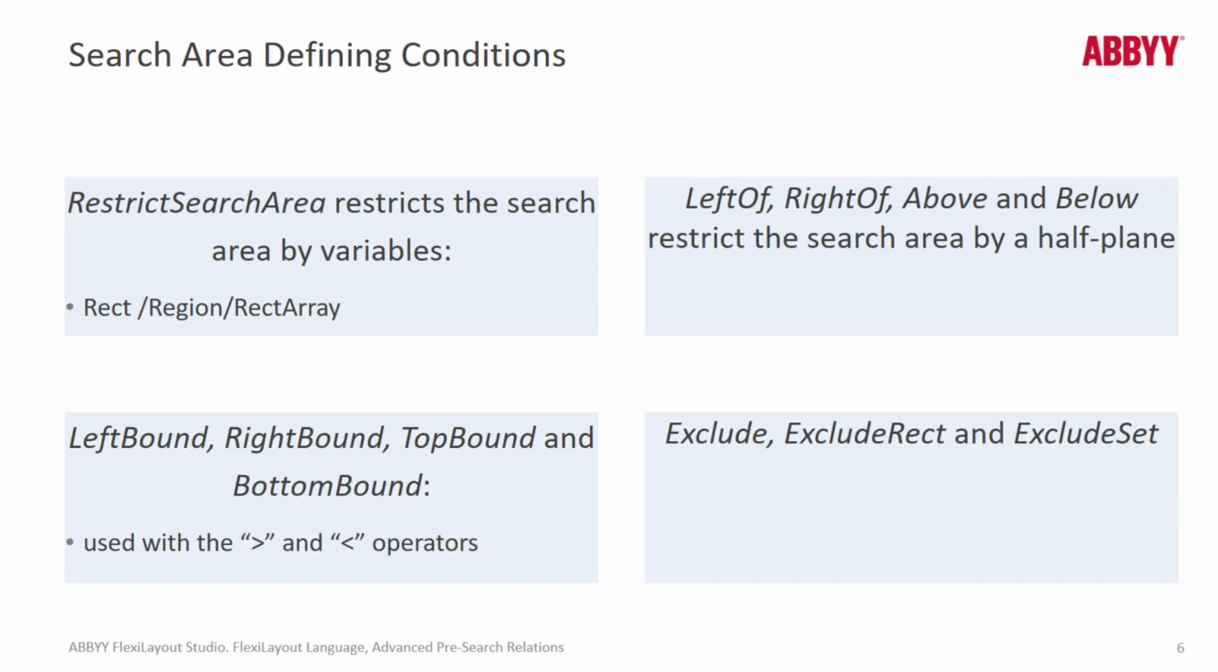Also, in my previous example, you saw how powerful excluding text can be from your search area when I was showing you a complicated search area. So you can do that using the GUI environment, but you can also do that with FlexiLayout language code, which gives you a lot more options.